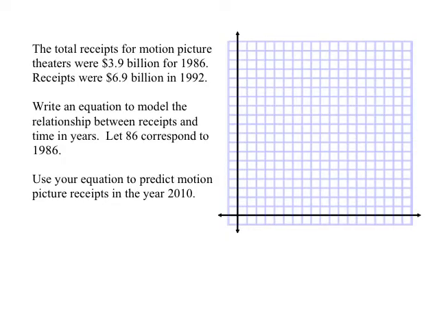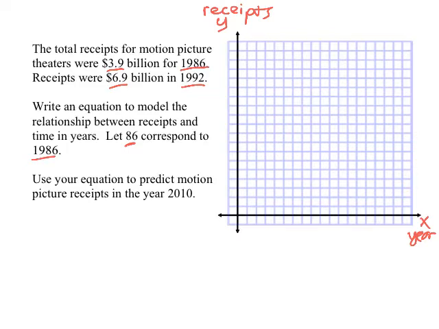Okay, we just have 2 more examples, this one and another one. Both of these, we can draw a graph if we want, but I'm going to focus in on the information. The total receipts for motion picture theaters were $3.9 billion for 1986, $6.9 billion for 1992. Hey, look, I'm given 2 ordered pairs. That's the way I look at that. Write an equation to model the relationship between receipts and time. So receipts is your y, and time is your x. So years. And they say let 86 correspond to 1986.